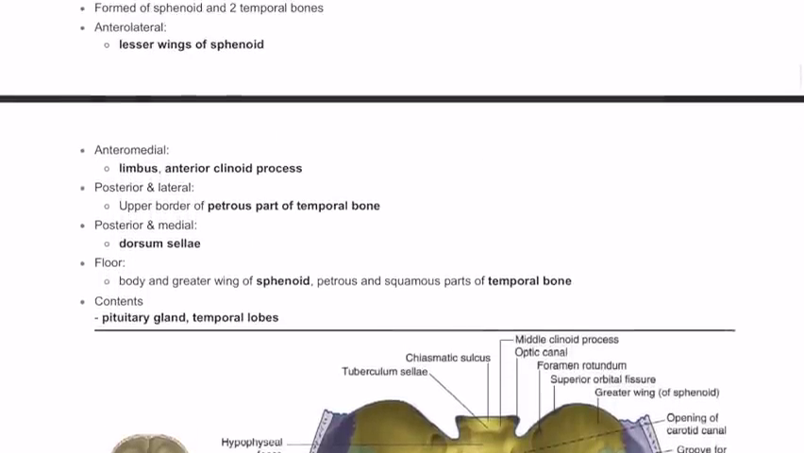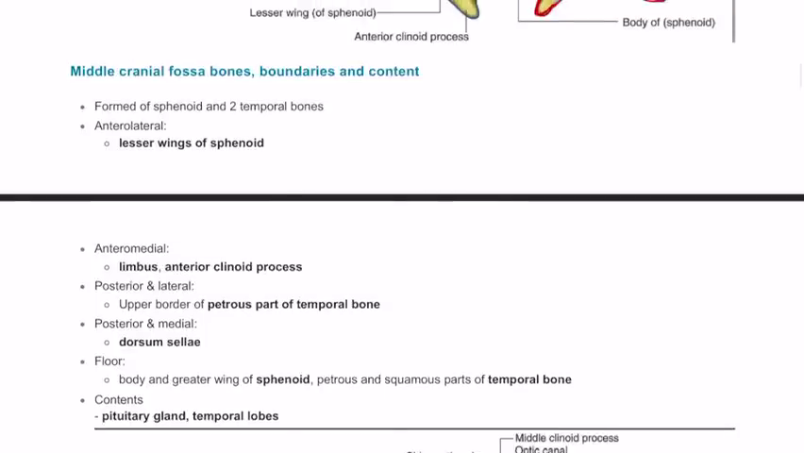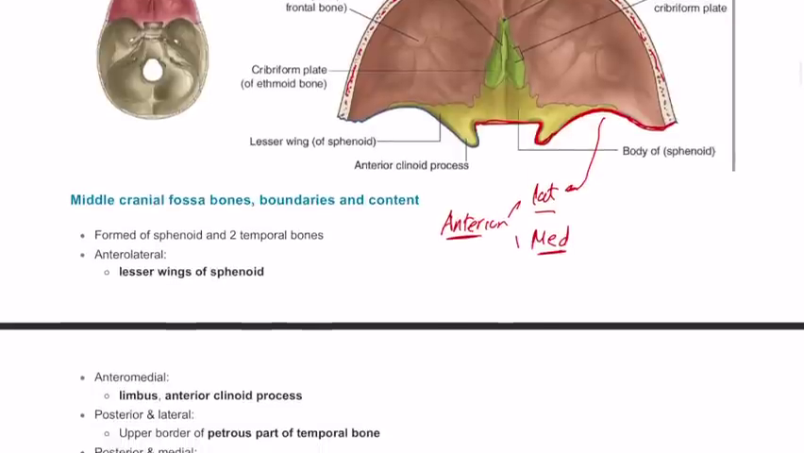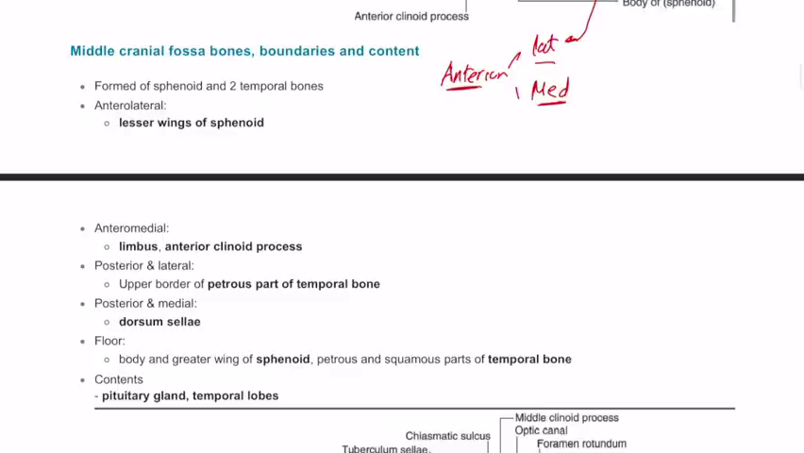So the middle cranial fossa, again, we need to say the boundaries. So you have one anterior, and anterior would be anterolateral and anteromedial. Remember, anterolateral will be basically the posterior boundary of the anterior cranial fossa. So anterolateral will be the greater wing of sphenoid, this one, okay? Anteromedial will be the anterior clinoid process and the tuberculum sellae, okay? So the anterior clinoid process or the tuberculum sellae or the limbus, okay?